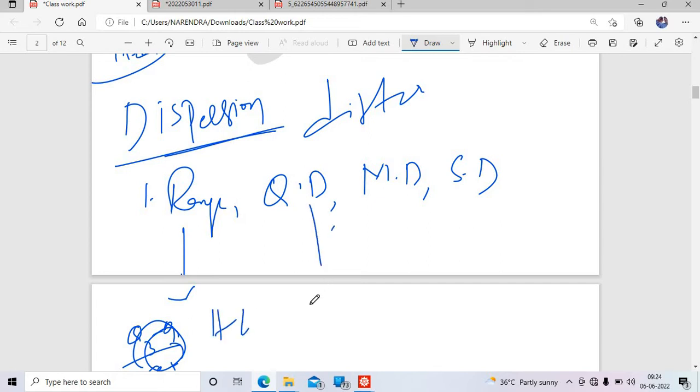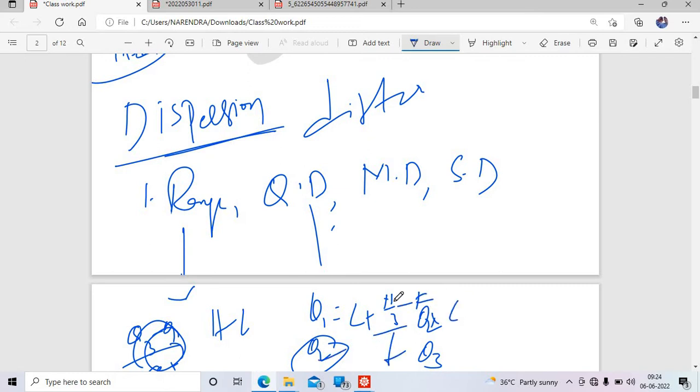What is quartile deviation? There are four quarters: Q1, Q2, Q3, Q4. Q2 is nothing but the median. The formula for Q1 is L plus (n by 4 minus capital F) by small f into C. Similarly for Q2, 2n will come, then the 2 will cancel out. For Q3 it is 3n by 4, and for Q4, 4n by 4 gives you n only. This is about quartile deviation.